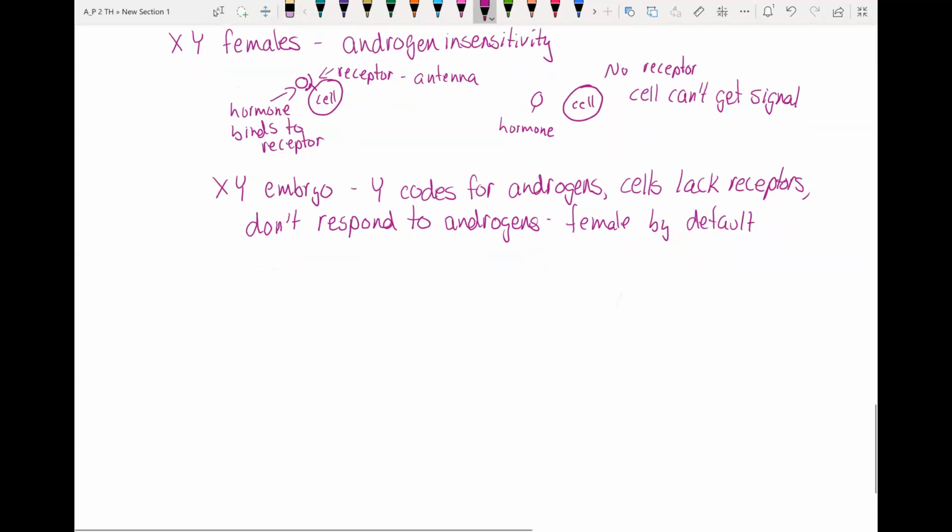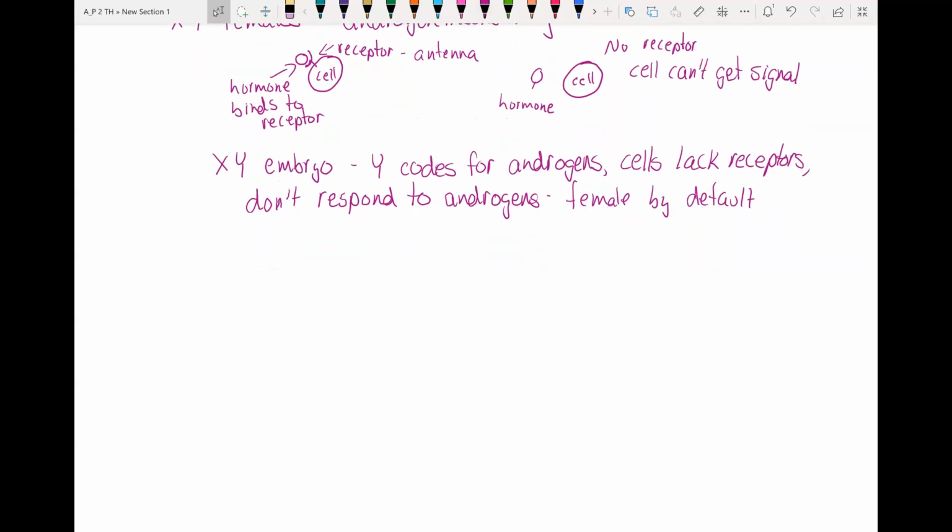Another thing that can happen with the non-disjunction, where not everybody has 46 chromosomes, is you can have two X's and a Y. So what do you think it would be in this case? Two X's and a Y. This is a male because there is a Y, and the Y will code for the androgens. So remember, it's not two X's that makes you female. It's lack of a Y that makes you female.